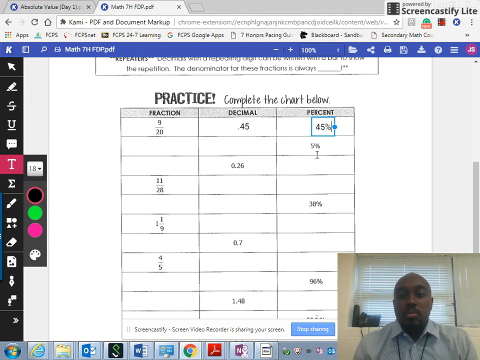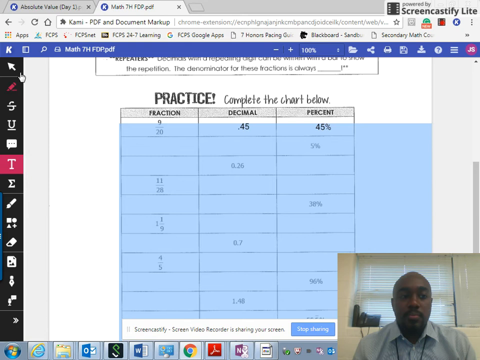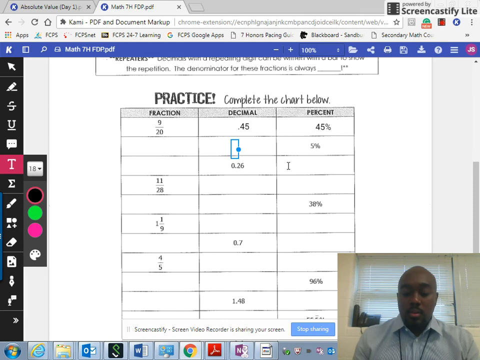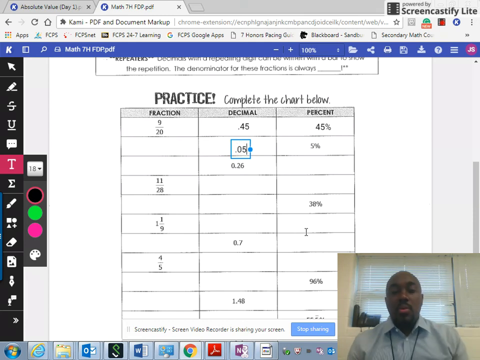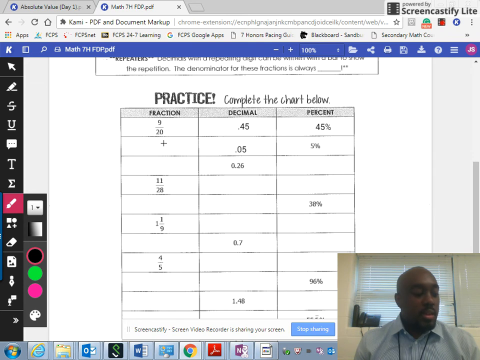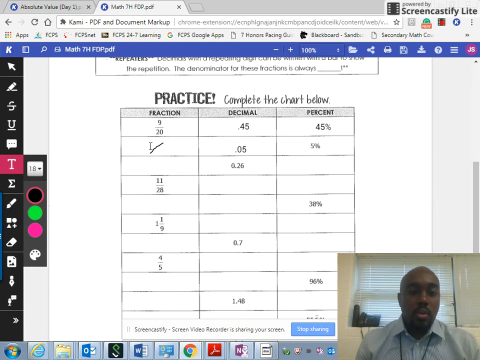Now we're going from percent to decimal. Right now it's 5%. We're going to move it 2 places to the left, 1, 2, and we're going to have an empty space, and we're going to fill that empty space with a 0. So now it's going to become 0.05. And when we read that out loud, it would be 5 hundredths. So when we write that in fraction form, it's going to be 1/20 after we reduce it all the way down.